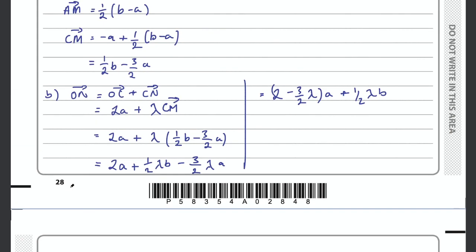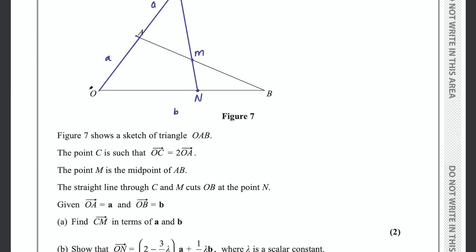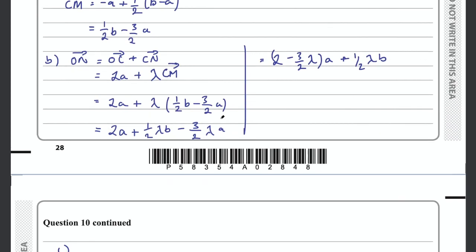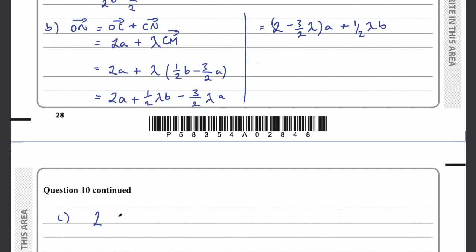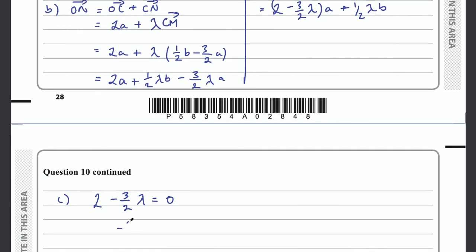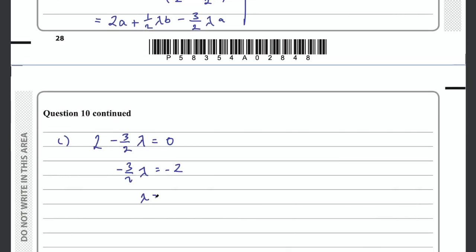Okay, so then C says hence prove that ON to NB equals 2 to 1. For C, well, let's go to the diagram. We're looking at the vector ON, and we know OB is vector b, so ON is going to be some multiple of b. There is no a component of this ON vector, right? It's all going to be the b vector. So for this expression, this coefficient of the a vector would be 0 because this needs to cancel out. So setting that equal to 0 then, we'll be able to solve for lambda. So 2 take 3 on 2 lambda equals 0, and then negative 3 on 2 lambda equals negative 2, and then we would have lambda equal to 4 on 3.